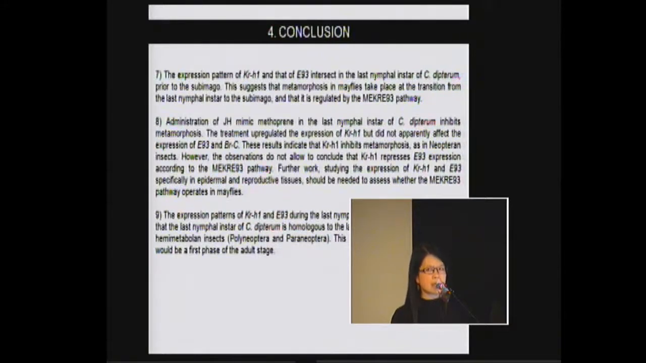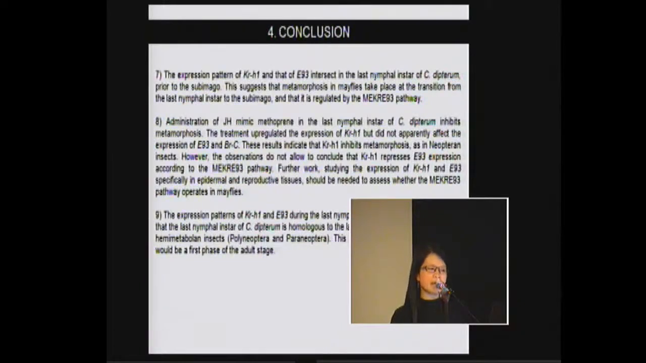Eight, administration of the juvenile hormone mimic methoprene in the last nymphal instar of Cloeon dipterum inhibits metamorphosis. The treatment upregulated the expression of Krüppel homolog 1, but did not apparently affect the expression of E93 and Broad complex. These results indicate that Krüppel homolog 1 inhibits metamorphosis, as in Neopteran insects. However, the observations do not allow us to conclude that Krüppel homolog 1 replaces E93 expression according to the MEKRE93 pathway.